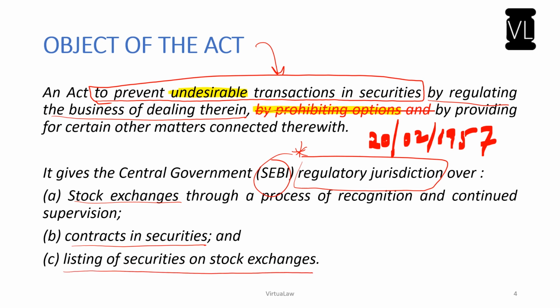To quickly summarize, firstly it ensures recognition and continued supervision of the stock exchanges. Then any contracts in the securities come within the ambit of the Securities Contract Regulation Act, and the listing of such securities on the stock exchanges also would be impacted, and hence this comes under the ambit of the Act. So as I said earlier, once you understand the preamble of any act, the next thing you have to look into is what this act is all about, who the regulator is, and what the various objects or powers are under which this act is empowered, right? With this brief intro into the act, let us look into various technical provisions prescribed under this particular act.